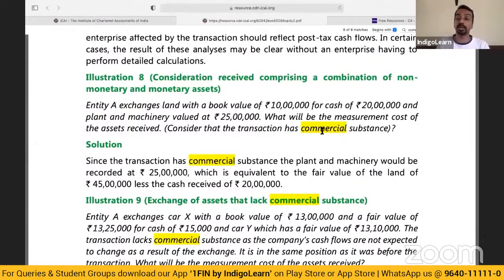So if the transaction has commercial substance, you have to apply fair value. Fair value of asset given up, 10 lakhs, is not available, right? This is the book value. So you will use fair value of asset received, that is 25 lakhs. So what will you do? You will value this plant and machinery, whatever you have received, at 25 lakhs, cash of 20 lakhs, and this land will be given up at 45 lakhs, which is 20 plus 25. So there will be a gain of 35 lakhs.